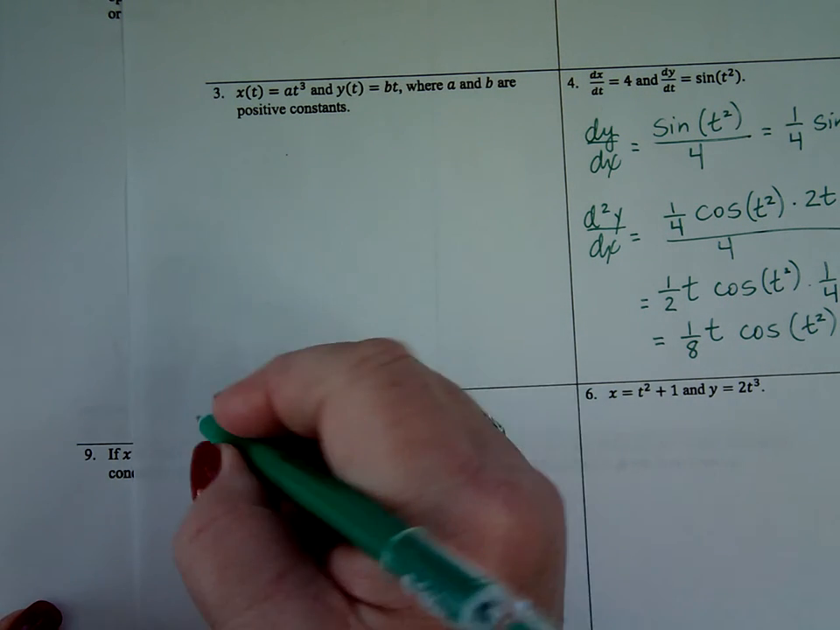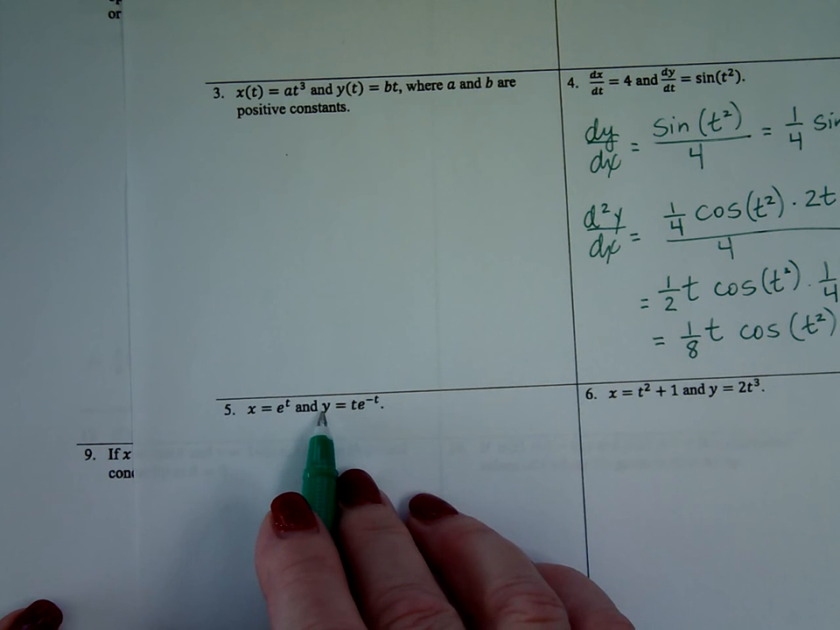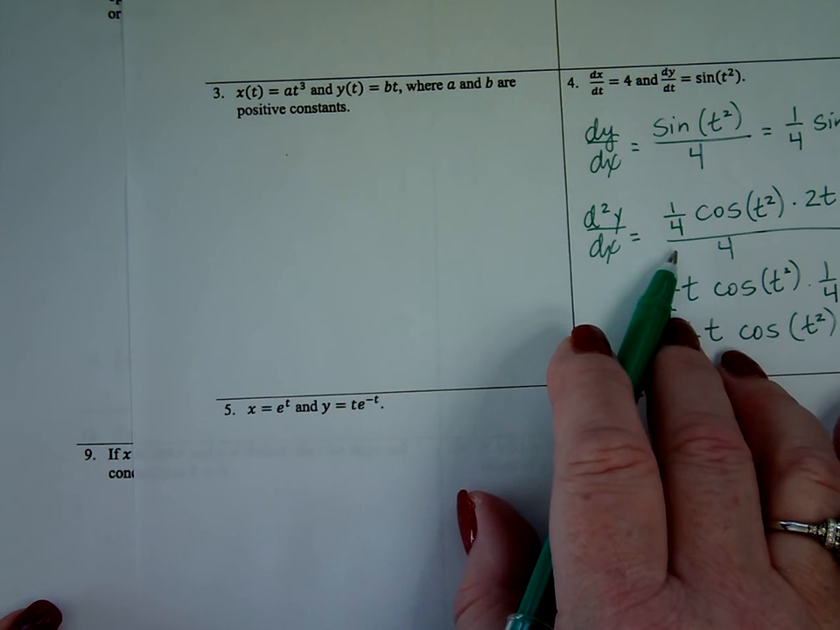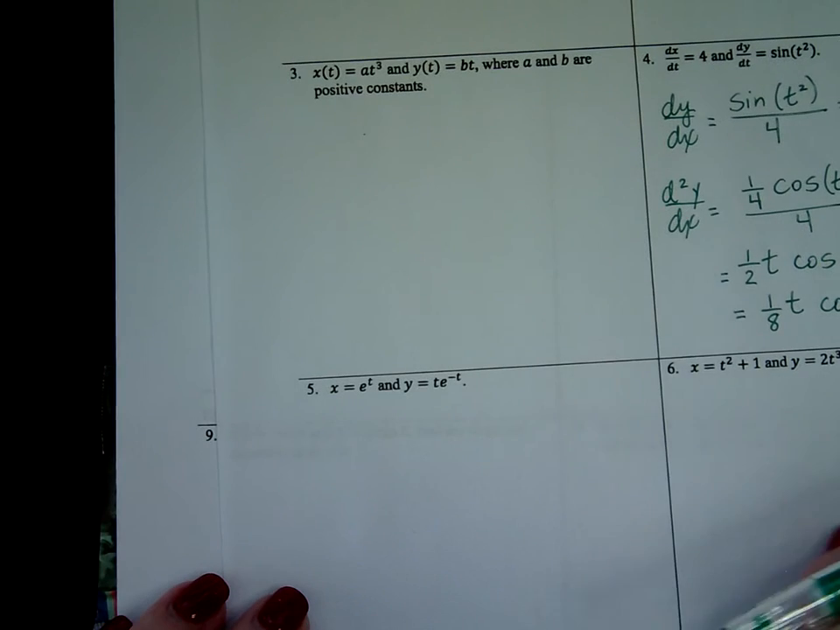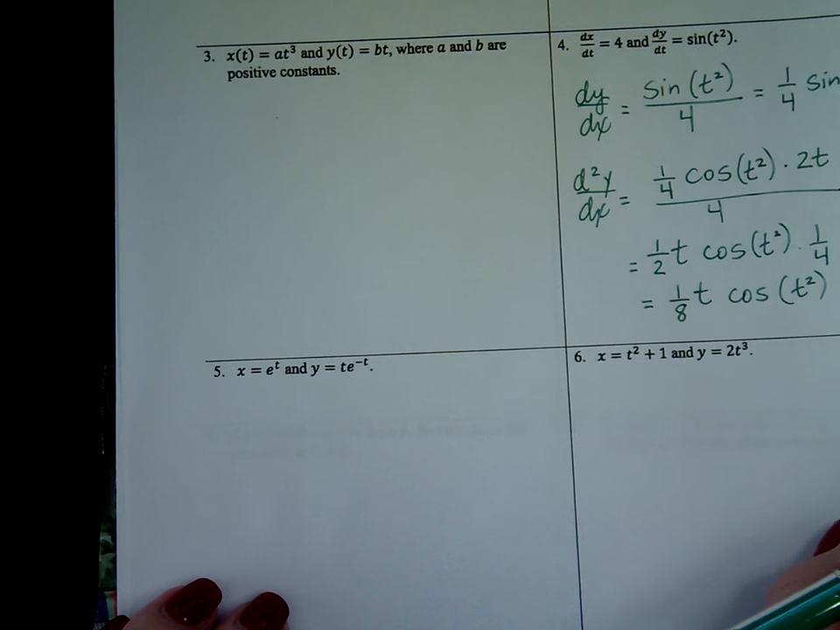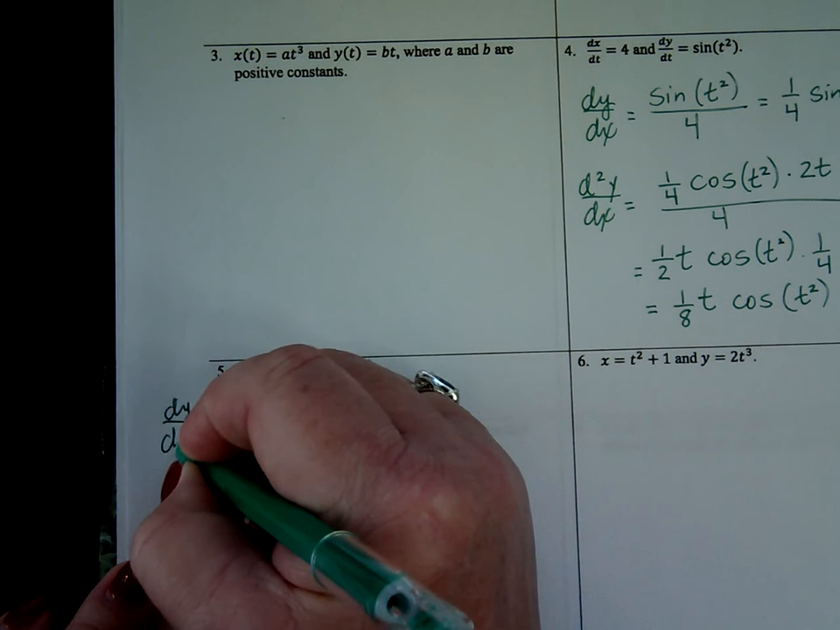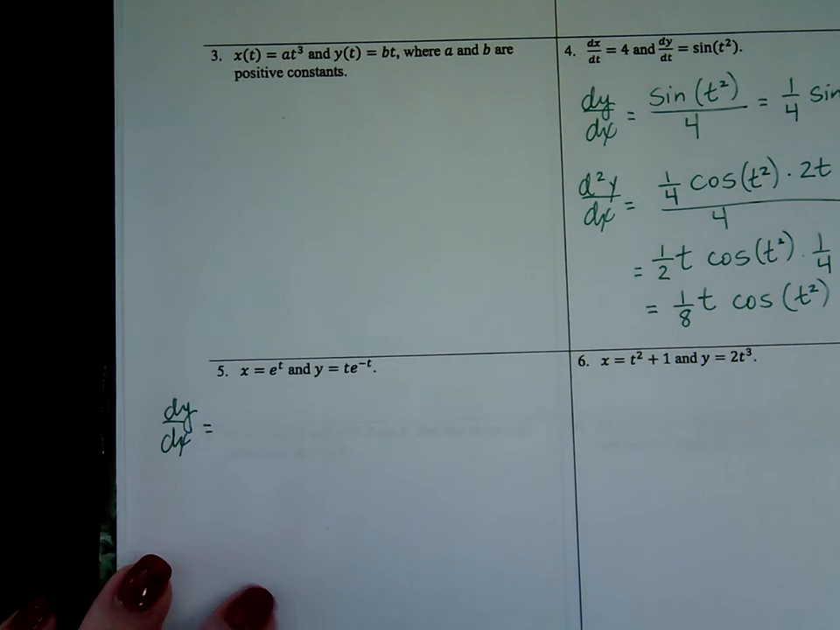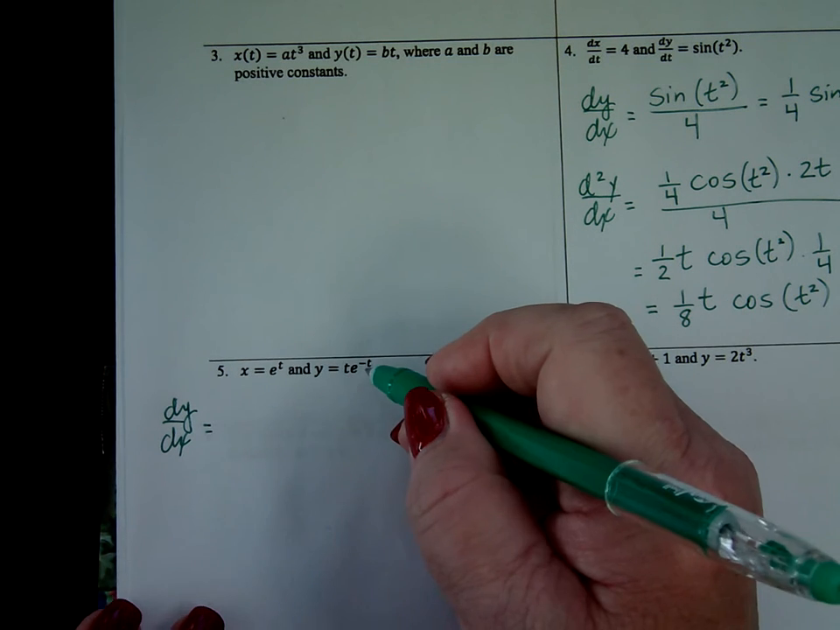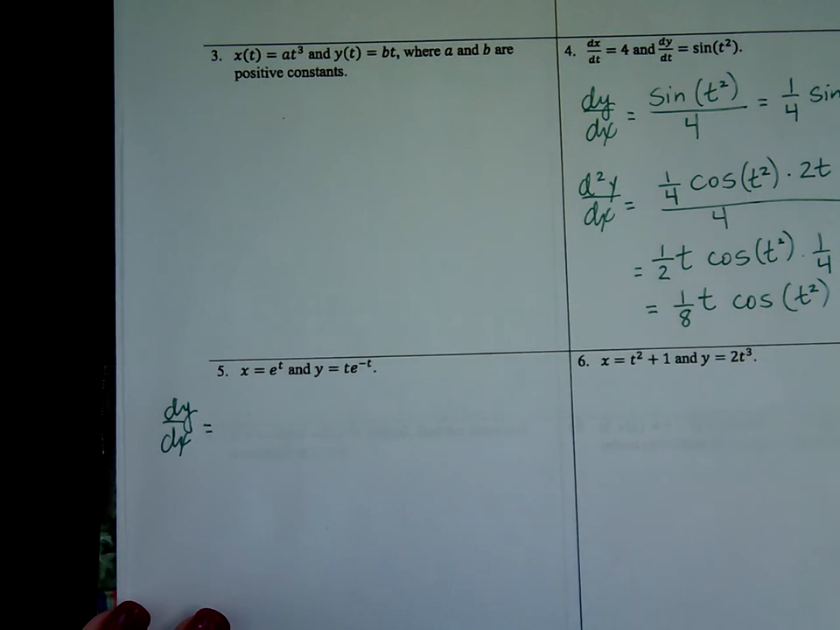We've got, now we're back to x equals and y equals, so we're not given the derivatives like we were back in number 4. So this is number 5 that we're looking at. And I have my dy over dx I'm working on first. I can't get to the second derivative without going through the first. So here it is, derivative of y. Well, here's your product rule on this one.